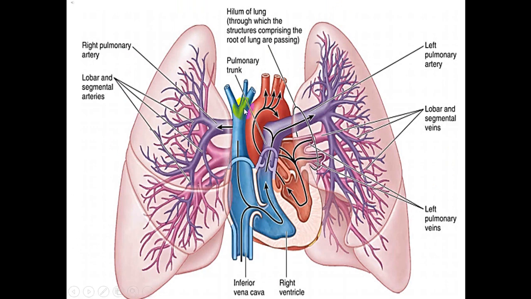Blood supply to the lungs is in 2 parts. In one part, the pulmonary arteries bring deoxygenated blood from the right ventricle of the heart, and they arise from the pulmonary trunk at the level of the sternal angle. After entering the hilum, the pulmonary arteries remain close to the bronchi.